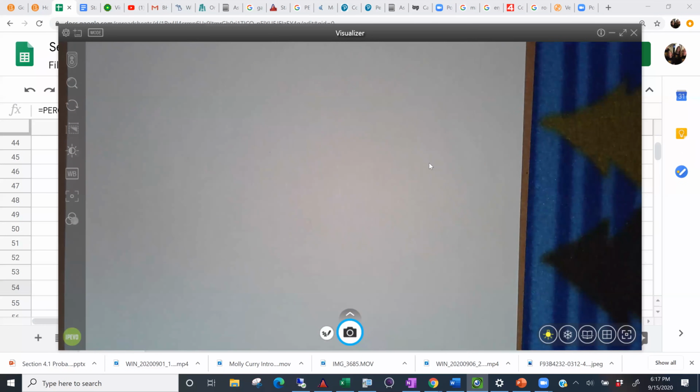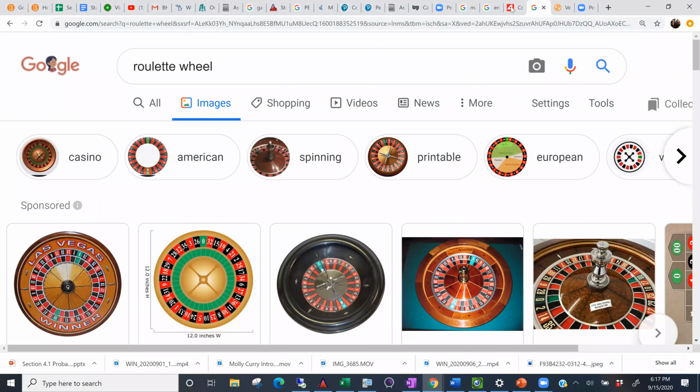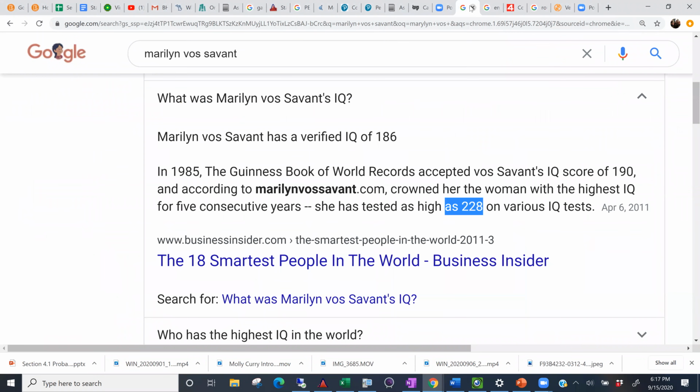Let me see if I can find, I dug up a web page about her earlier. There we go. Marilyn Vos Savant. So, women with the highest IQ, 5 consecutive years. She tested as high as 228. Wow, that's outstandingly high. Let's figure out her z-score.